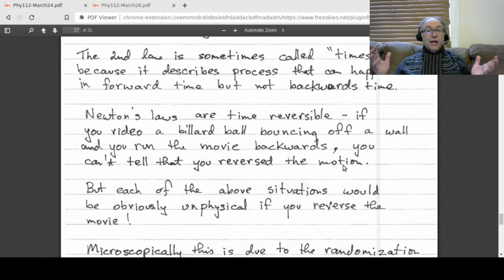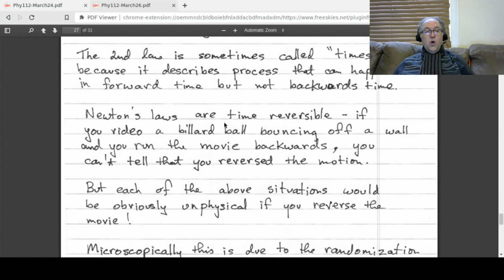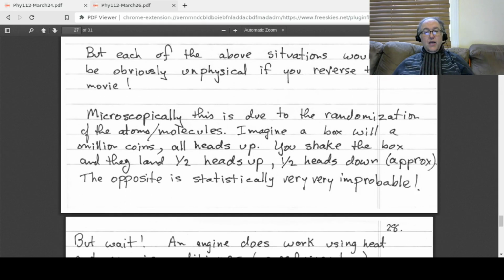But with the second law of thermodynamics, the time symmetry is broken. Forwards time is the real time. Backwards time just doesn't happen. Otherwise, you would have things popping up off the ground and things that are hot becoming hotter, while things that are cold become colder. And this just doesn't happen. Okay. So let's turn now to the why.